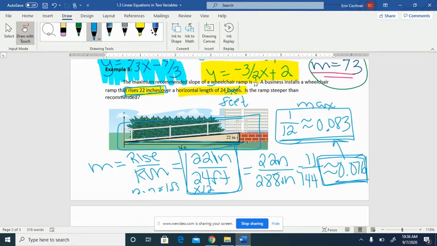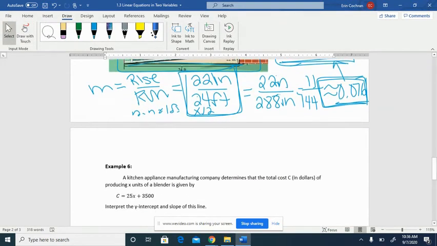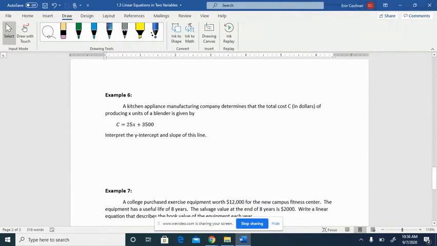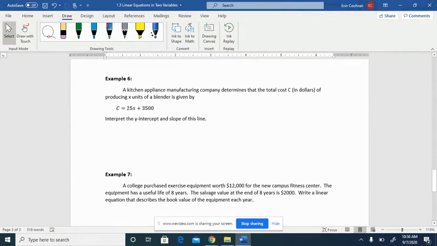All right. Example 6. A kitchen appliance manufacturing company determines the total cost C in dollars of producing x units of a blender is given by C equals 25x plus 3,500. Interpret the y-intercept and the slope of the line. Okay, so x is representing the units we're producing.